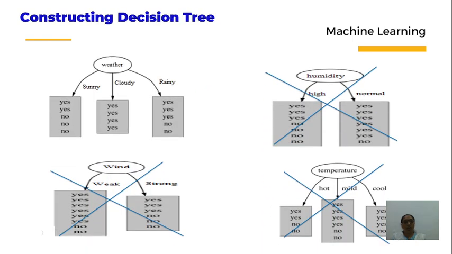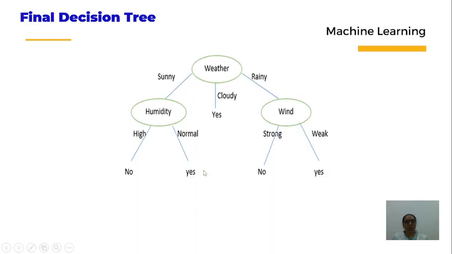Now, which attribute to select as the final attribute? We have selected weather as the final attribute. Why? Because weather is giving more information gain, or this is the purest node. So that's why we will keep weather as the root node, and the others we are discarding. Here humidity, temperature and wind we are not considering as a root node. So this is our final decision tree considering weather as the root node.